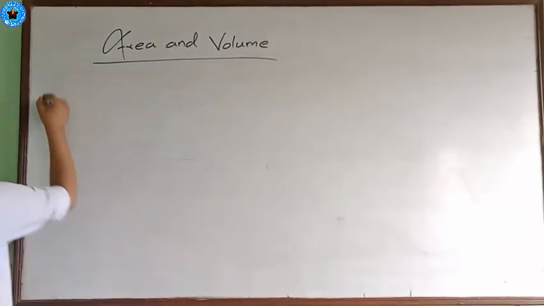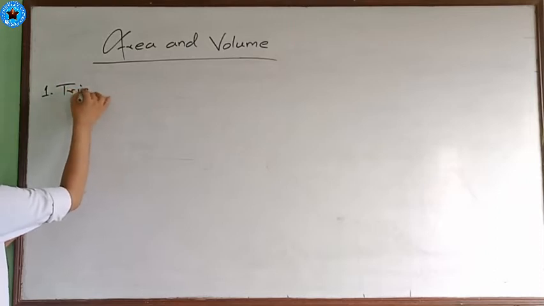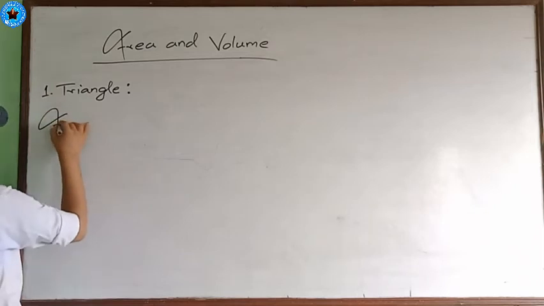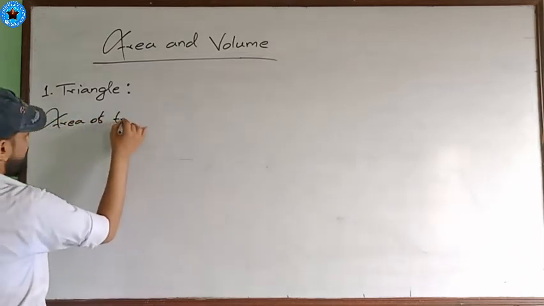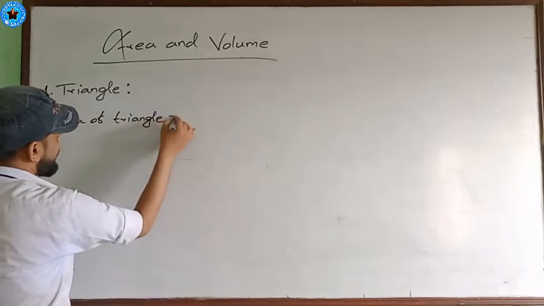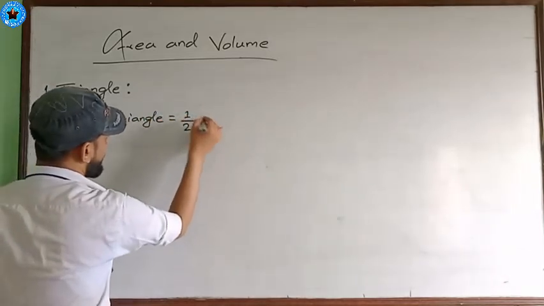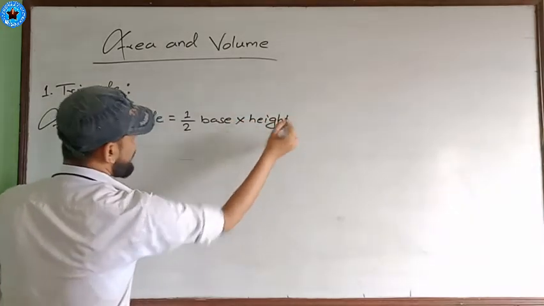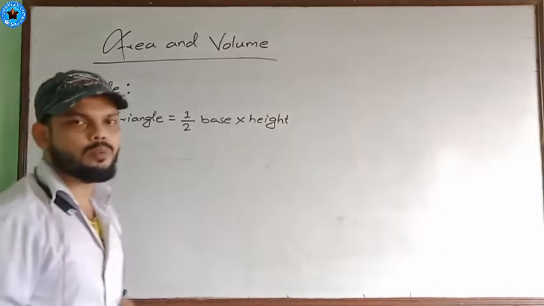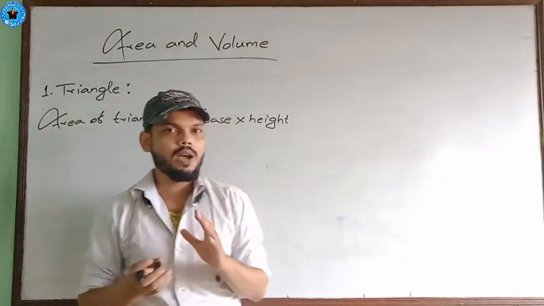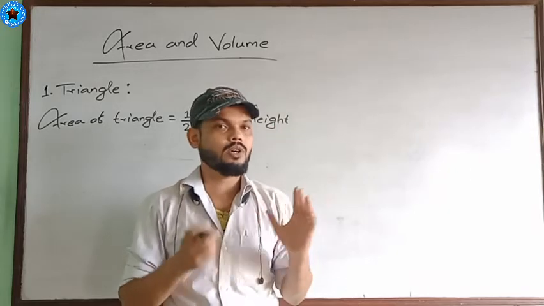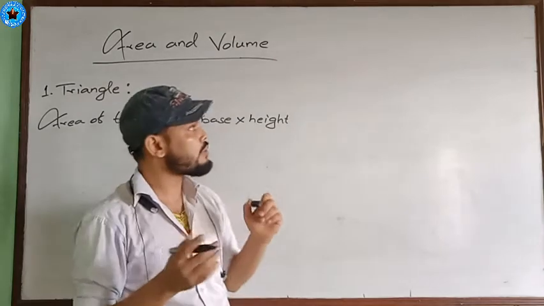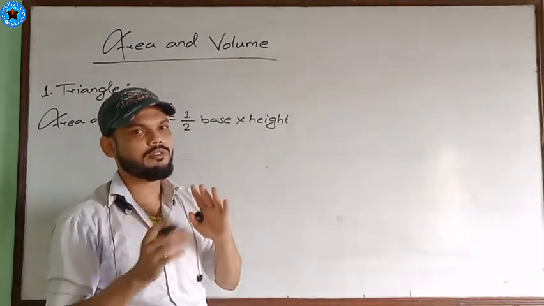So first one here, triangle. Area of triangle equals half base into height. Now, which one is the base and which one is the height? We have to think about that. For that I'm going to construct a triangle and make it clear from that figure.